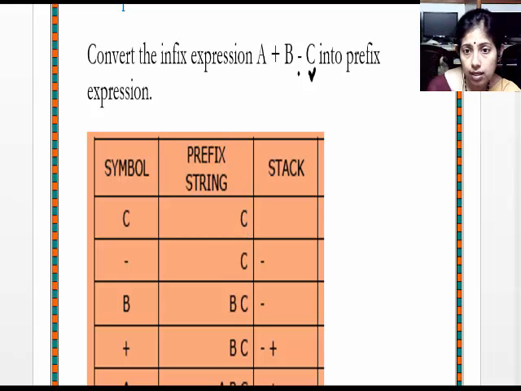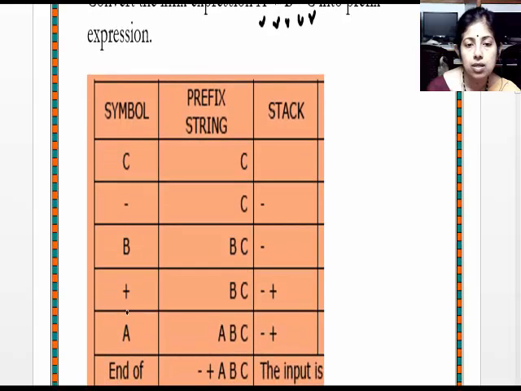And then you scan the next symbol, that is minus, an operator. So push it onto the stack. Then you scan the next symbol, that is an operand. So again write it directly in the prefix string, from right to left after C. And then the next one is an operator plus. Because it is a plus, you push it onto the top of the stack. And the next one is an operand, so you simply write it down in the prefix string.